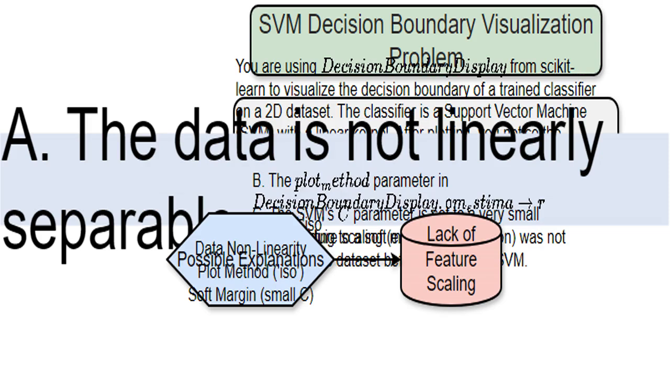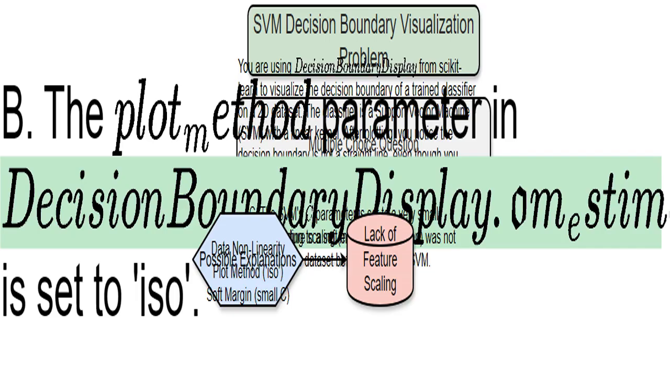This is a key concept. If the data points can't be separated by a straight line, even with a linear kernel, the boundary won't be straight. A soft margin will be used. The plot_method setting in our visualization tool influences how the boundary is shown. ISO creates contour lines, and these can appear curved even if the underlying boundary is straight.